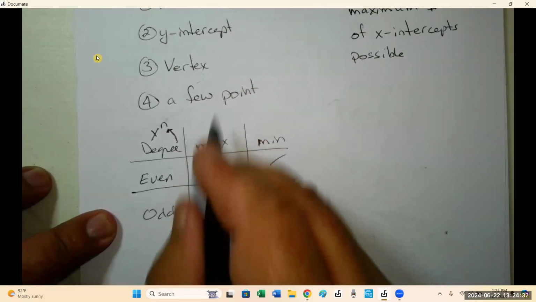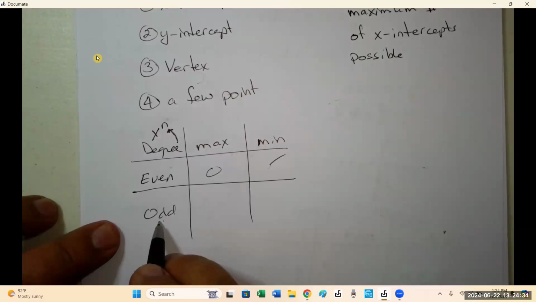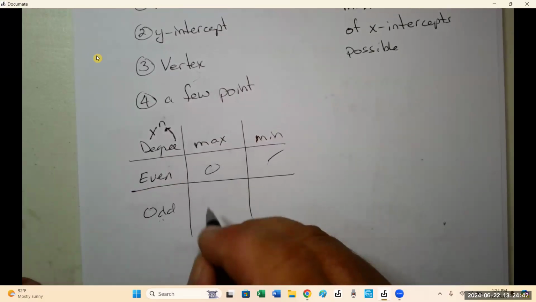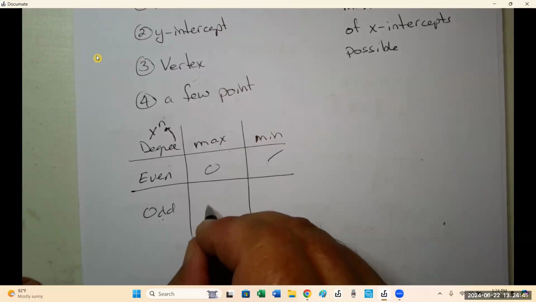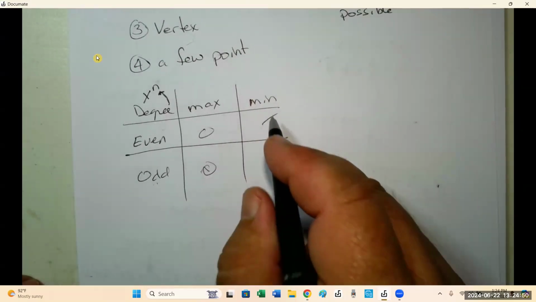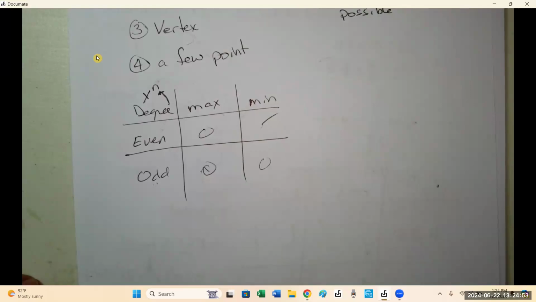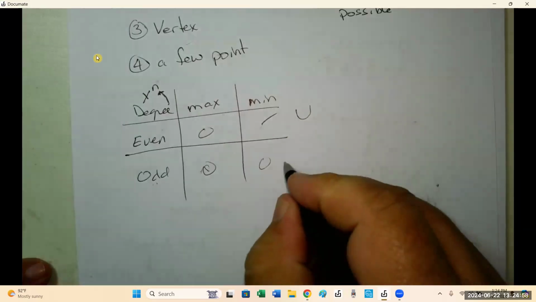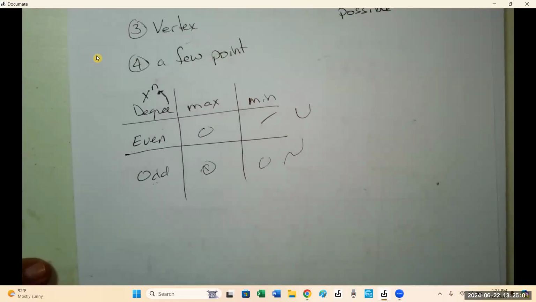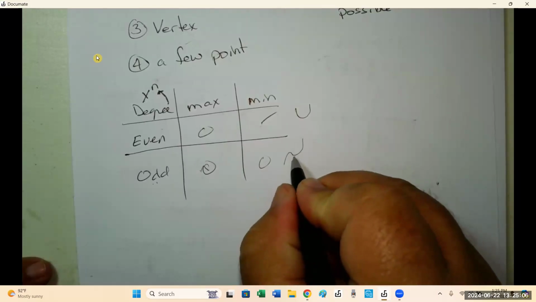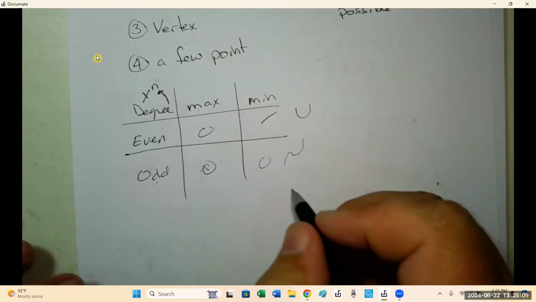And we don't have any maximums. If the degree is odd, then we don't have any in there, and we don't have any min either. Because a degree being even, it'll look like this. Odd, it'll look like this. So we don't have any maximum or absolute maximum. We'll talk about those in a little bit.